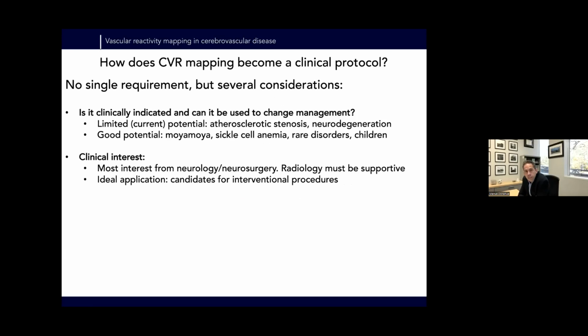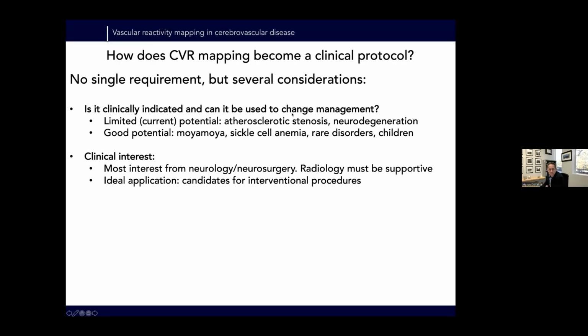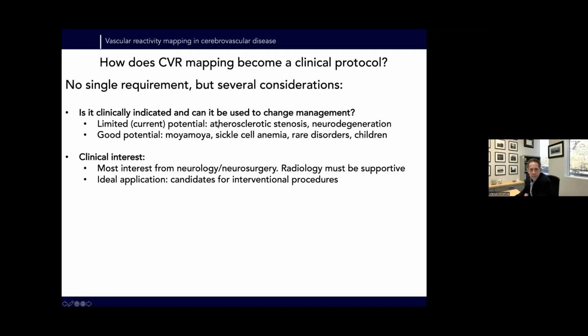So if you're at your institute, how would you think about this becoming a clinical protocol? There's really no single requirement, but there are several considerations. The first question that's really important is, is it clinically indicated and can it be used to change management? This is something that we don't always think about as researchers. But if you think about patients with atherosclerosis, major stroke risk factor, neurodegeneration, Alzheimer's disease, MS, and so forth, those are conditions where we need improvements. But in the case of neurodegeneration, we don't have great treatments for those patients. And in athero, we actually do know how to manage a lot of those patients. So if you have a new method, it may not really affect the management of those patients.